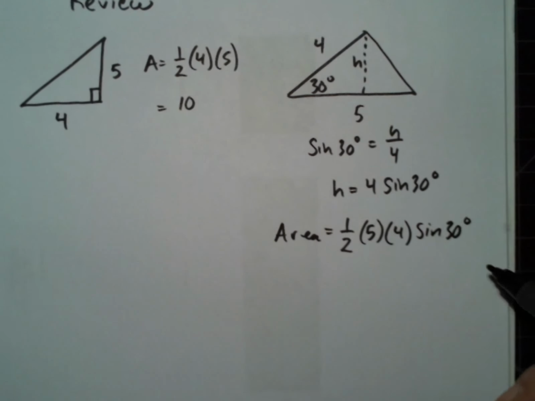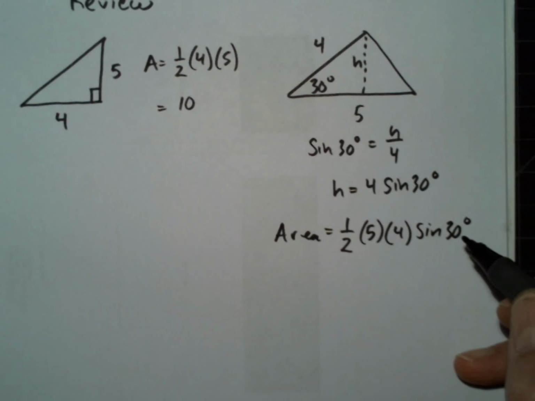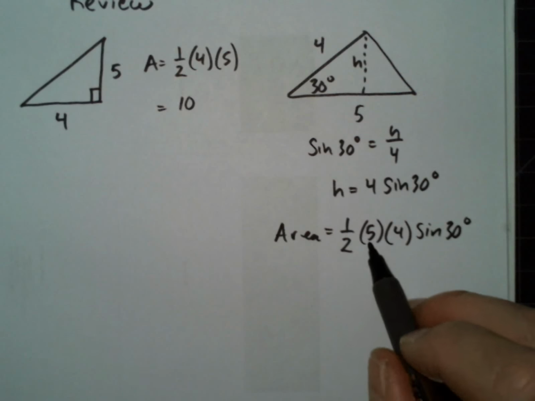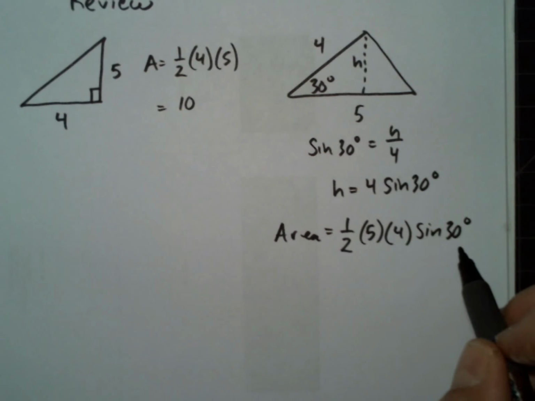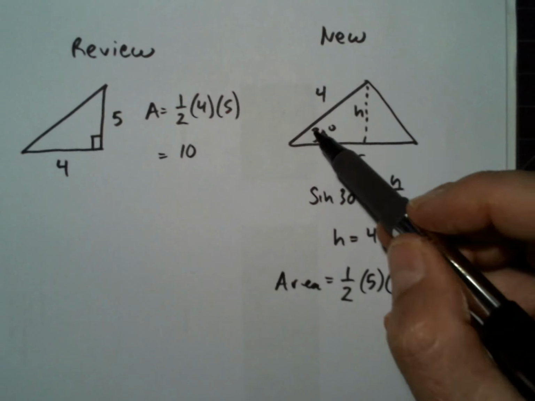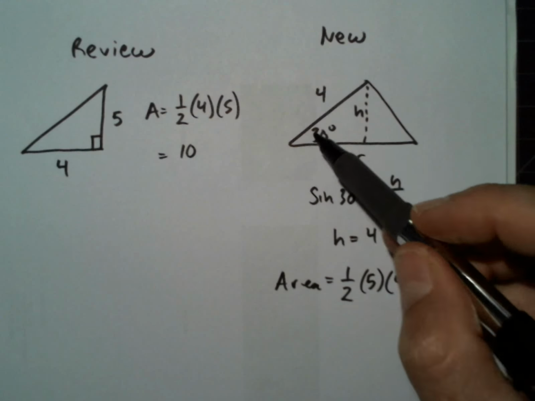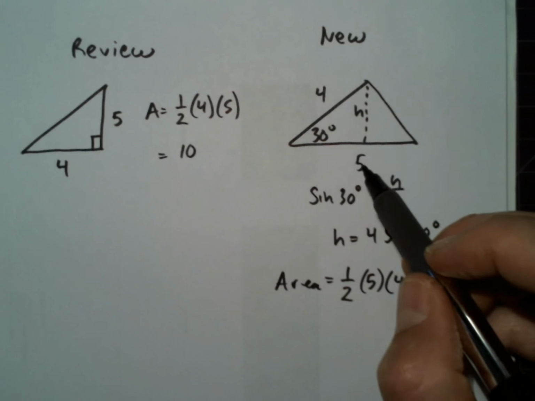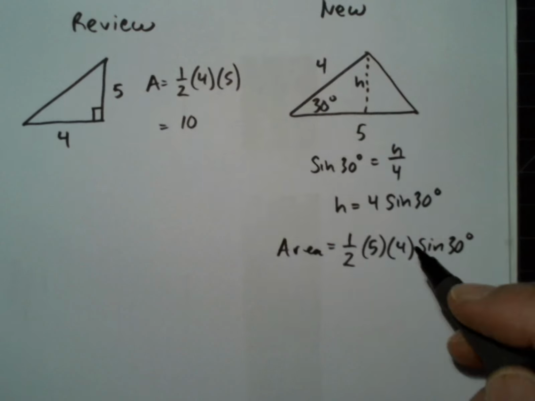This is presented as a formula in most books, and you can just memorize it as 1/2 adjacent times adjacent times the sine of the angle. So this is used for side-angle-side. If you have side-angle-side, you can do 1/2 adjacent times adjacent times the sine of 30 degrees.